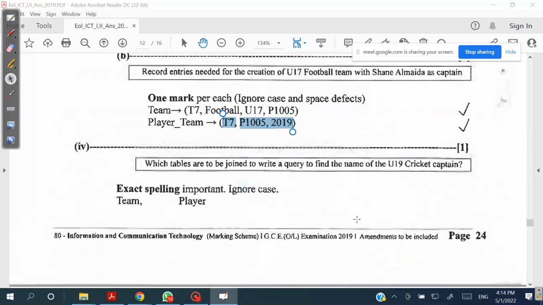Okay, so that's the end of the third question. See how much you got out of 10. Any lucky person who got 10 out of 10?